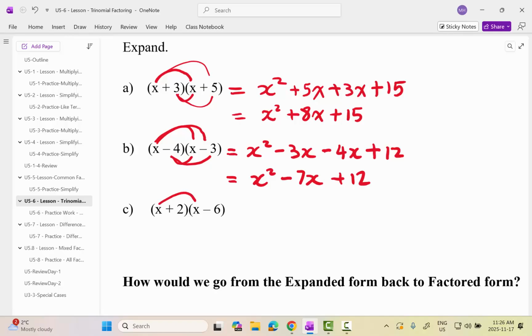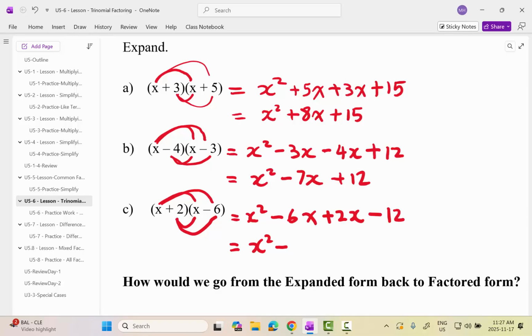All right, let's do the last one here. So x times x is x squared. x times negative 6 is negative 6x. 2 times x is positive 2x. And 2 times negative 6 is negative 12. All right, let's simplify that. That gives me x squared, negative 6x plus 2x gives us negative 4x, and then minus 12.